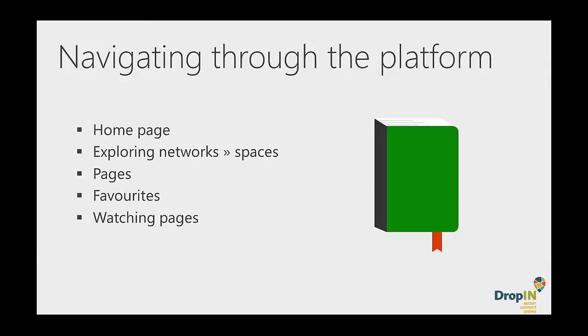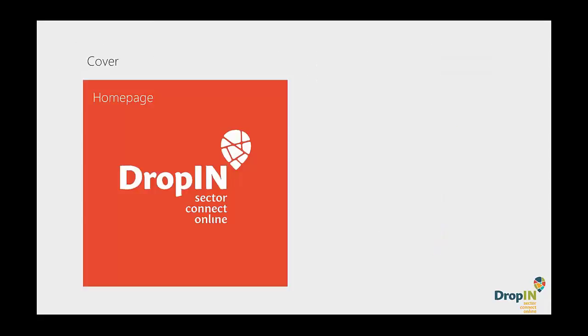This is important because some people get a little bit lost here, but it's quite simple if you follow this explanation. So Dropin is much like a textbook, right? That's why we have this little picture of a book there. In Dropin we have a home page, which is much like a cover of a book.